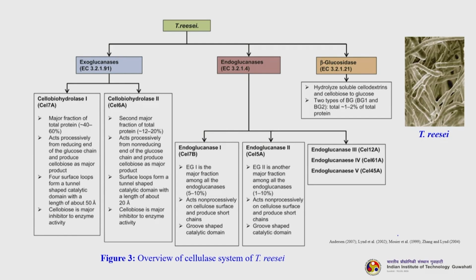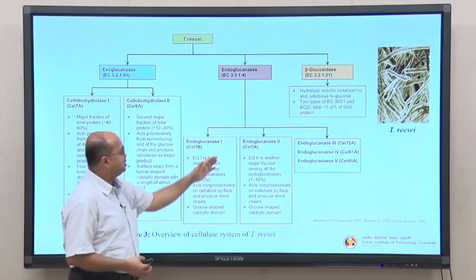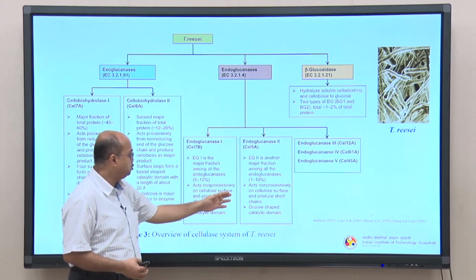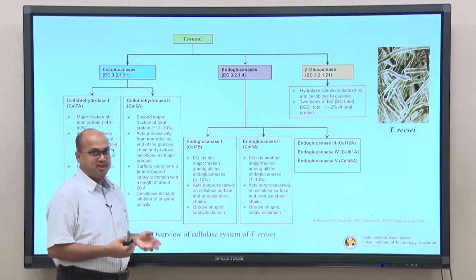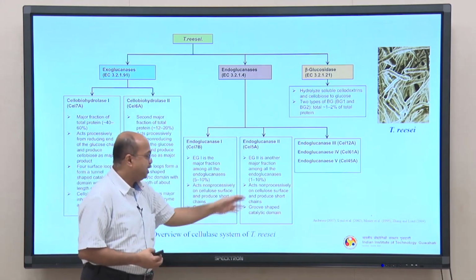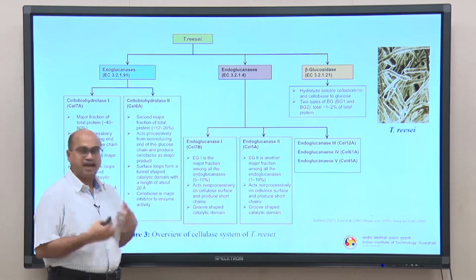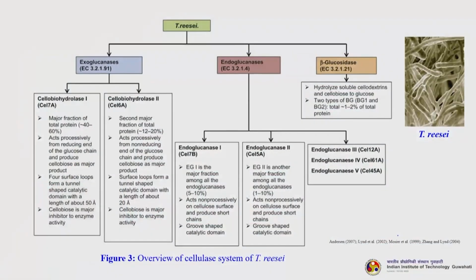So, you can see that this is CBH1, this is CBH2. As you know, CBH1 progressively acts from the reducing end, okay. CBH2 progressively acts from the non reducing end. Then endoglucanase 1 acts non processively on the cellulose surface and produces very short chains, okay. Whereas endoglucanase 2 acts non processively on the cellulose structure and produces again short chains, but with a different action. Okay. Then we have beta glucosidases, which hydrolyze soluble cellodextrins and cellobiose to glucose, that is the final cleavage, right.